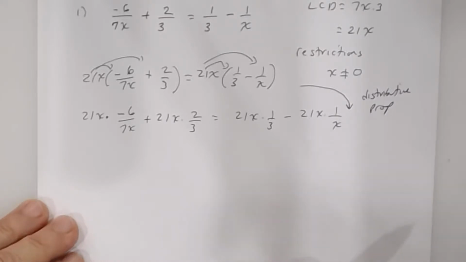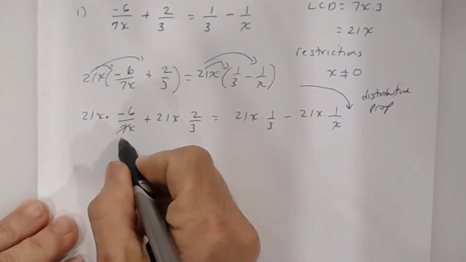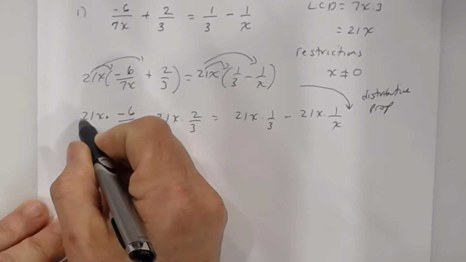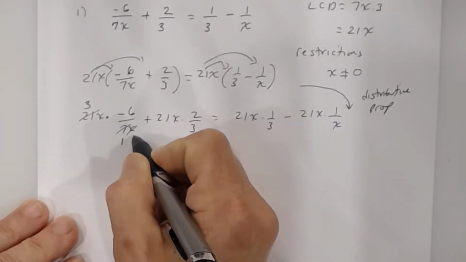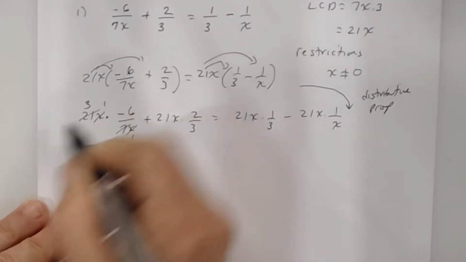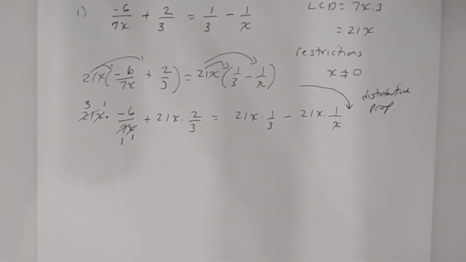Now what do I do? Reduce, simplify. All right. So 7 into 7 is 1. 7 into 21 is 3. X into X is 1. X into X is 1. So remember the whole idea of multiplying by the LCD, so you make those denominators 1s.